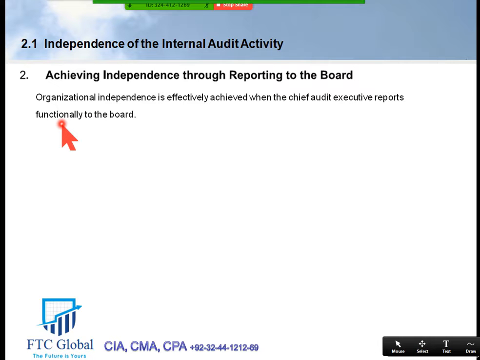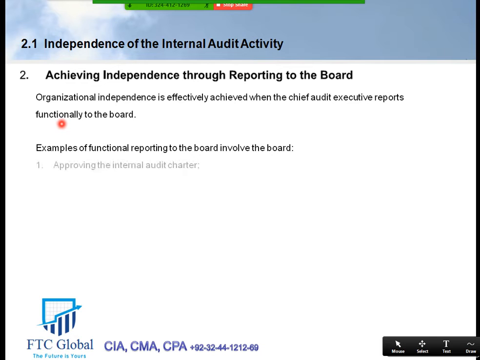So I would like to discuss what these functional and administrative reportings are, because we have to have clear bifurcations, clear lines drawn. What is functional reporting and what is administrative reporting? So examples of functional reporting, first is the internal audit charter. As we have discussed in chapter 1, the head of the internal audit department, the chief audit executive, will draw up the internal audit charter. That internal audit charter would be approved by the board, that means the audit committee, and the chief executive officer. So this is the first element.